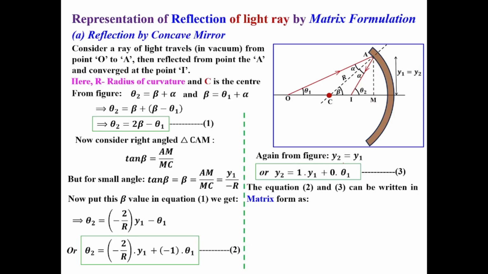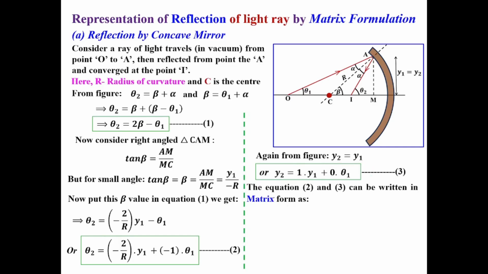So from the figure y2 equal to y1, where y1 represents the information about the incident ray and y2 represents the information about the reflected ray from the common point A. Okay, if I write this equation y2 equal to y1 in this format, there is nothing wrong. I can write y2 equal to 1 into y1 plus 0 into theta 1, same thing. Let this be your equation number 3.